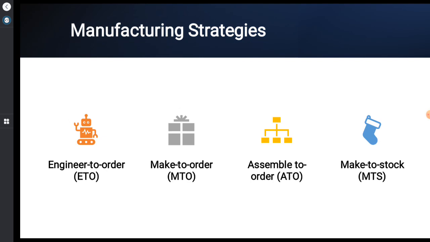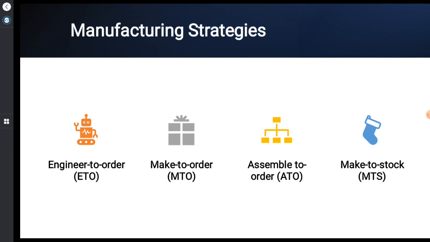There are 4 basic manufacturing strategies as shown in this slide. The first one is called engineer to order, ETO. The second one, make to order. The third one, assemble to order. And the last one is make to stock. And please remember that you need to memorize these abbreviations because they are the official ones that you will find in your textbook.